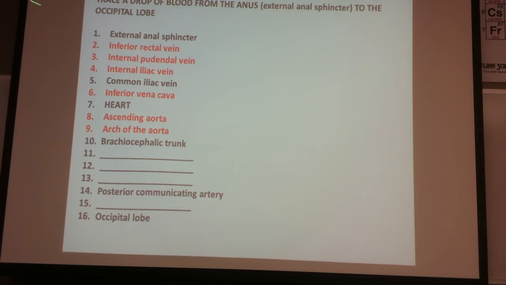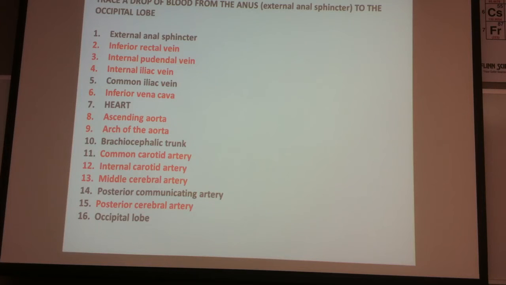But I want you to go to the occipital lobe. If we go through the vertebrals, do we need to use the posterior communicating? No, we would just go vertebral, basilar, posterior cerebral, and you'd be there. So now we need to use the carotids because I put posterior communicating in there for you. Brachiocephalic trunk to common carotid, internal carotid, and then how do we get to posterior communicating? Middle cerebral. Then we take the posterior communicating to posterior cerebral, and we're at the occipital lobe.